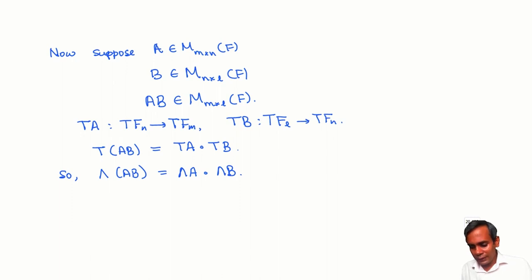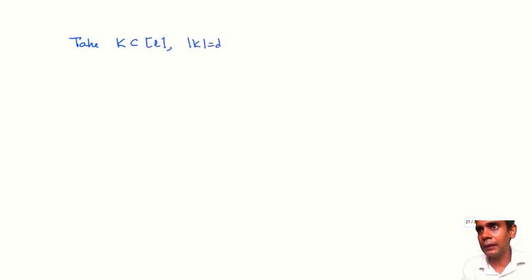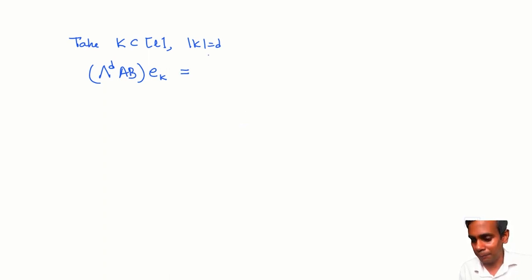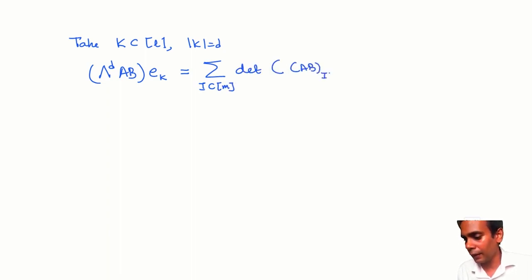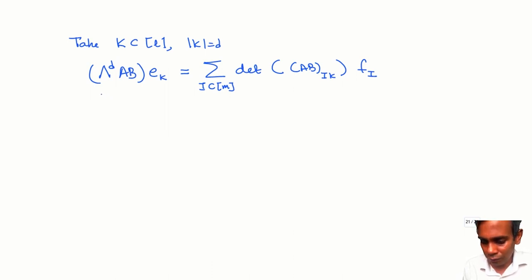Okay, so now let's see how these are related to the matrices. Suppose you take some K, a subset of the set 1 to l, and the size of K is d, and we ask what is wedge^d AB when it is applied to e_K. On the one hand, this is given by d by d minors of the matrix AB. So this is the summation over I a subset of [m] of the determinant of (AB)_IK times f_I. On the other hand, it is a composition of matrices of minors.